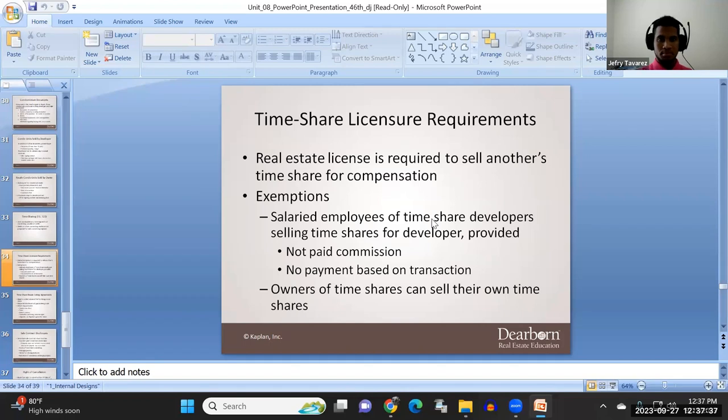And owners of timeshares can sell their own timeshares, like an owner of a house can sell their own house. It's the same. So you have that exception there if it's salary and no commission and not based on transaction.